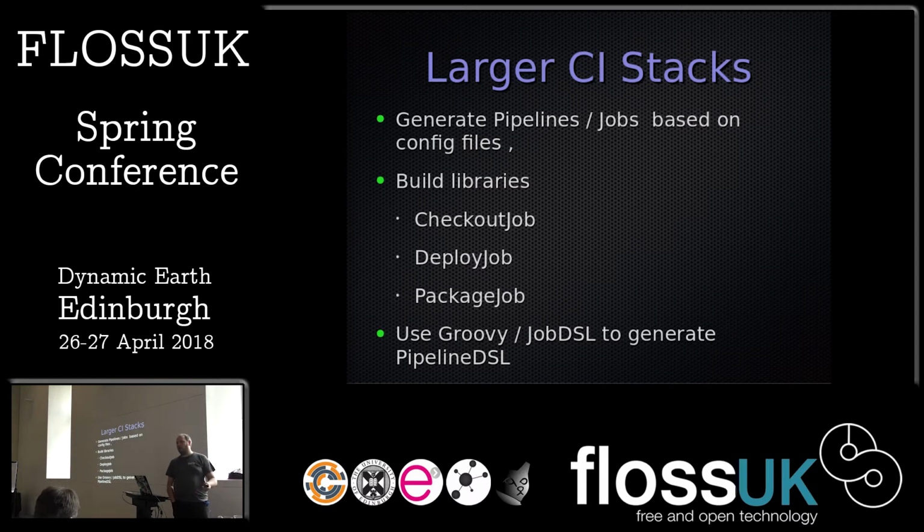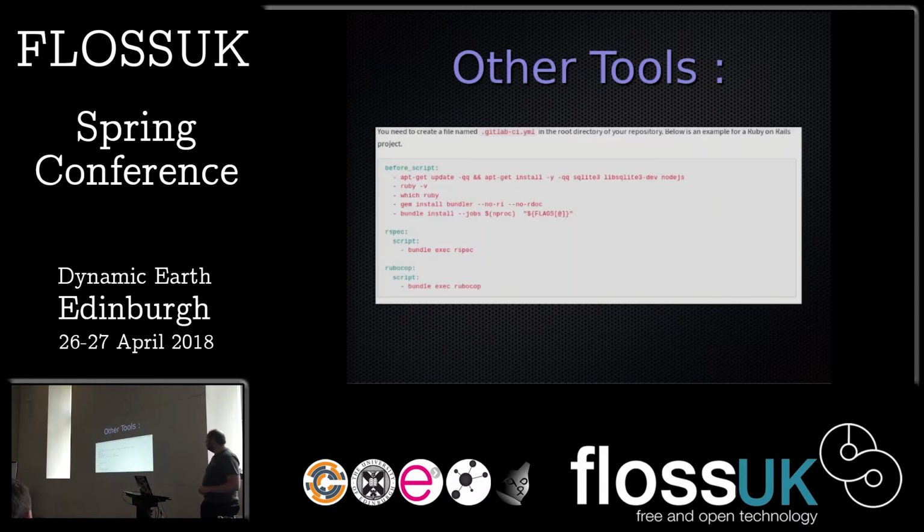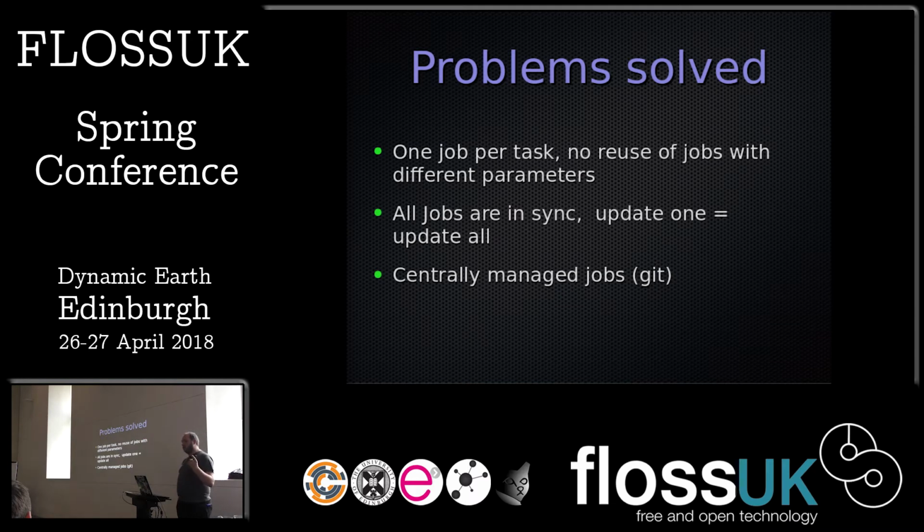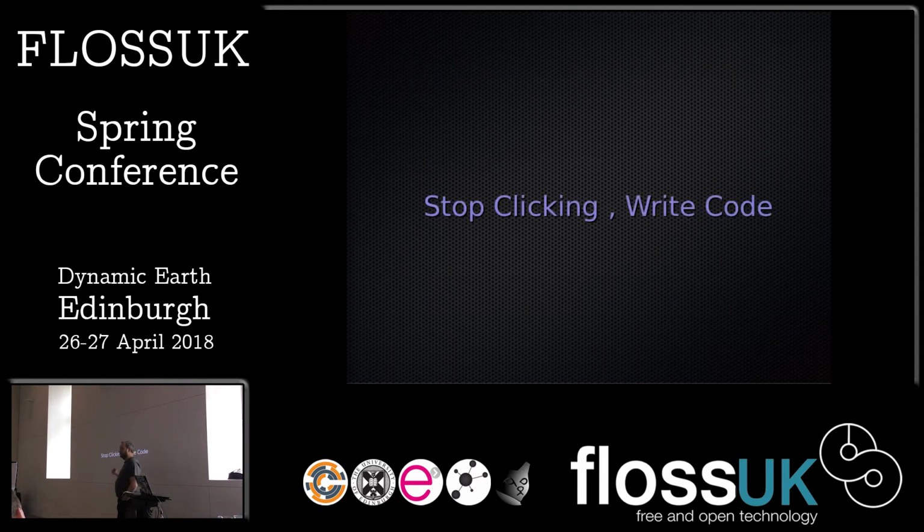Now, I talked about Jenkins. This is an example of how to do this in another tool. This is a GitLab CI example. So, one job per task, generated by code. You don't really rebuild different jobs. Each job has its own code base. Everything is in sync. If you update one, you update them all. And it's in Git. So basically, stop clicking. Write code.